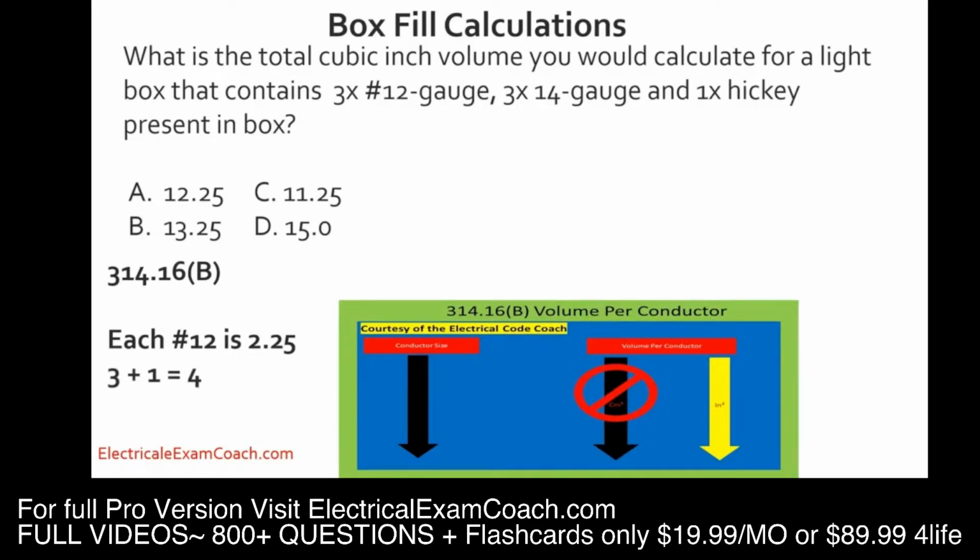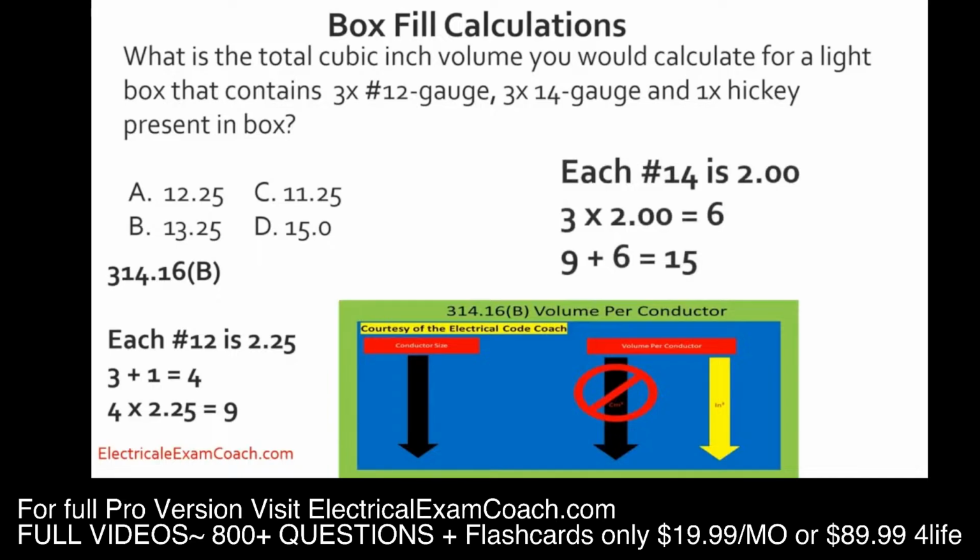In this case, we have one hickey. Each hickey counts as 1 based off the largest conductor that's in the box. And what we're going to do is group it with the 12s. We have the 3 original conductors, the 1 fitting. We have 4 number 12s. We bear that math out and end up with 9 cubic inches. Now let's deal with our leftover conductors. We have 3 14 gauges. We take and bear all that math out. Then we total it together and we end up with 15 cubic inches that all of this is taking up in this box.